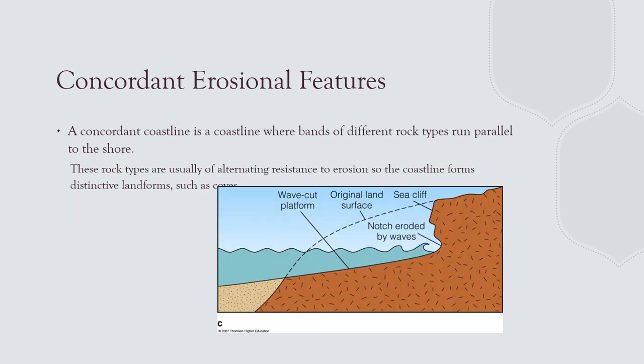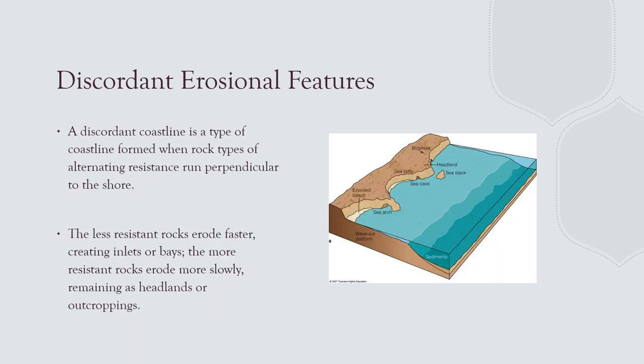When you look at a rocky coastline, you tend to get erosion like this and then sea cliffs. And when you have a sandy coastline, you tend to have erosion like that, discordant, with beaches and points.